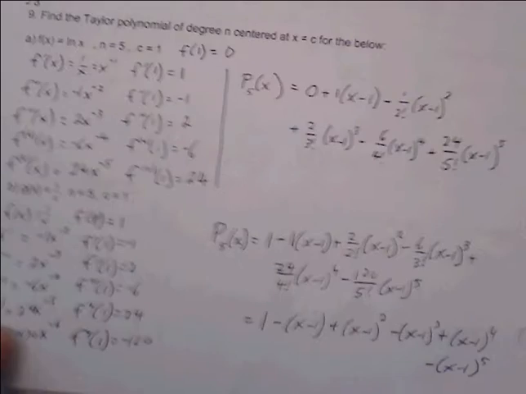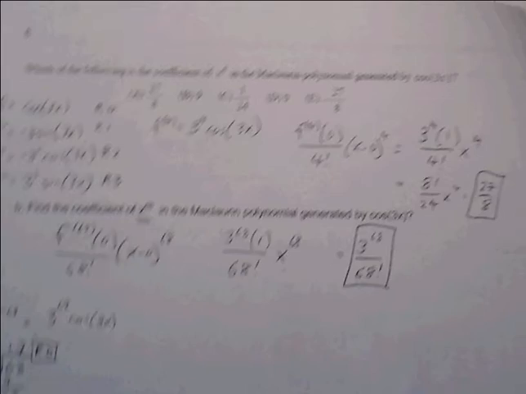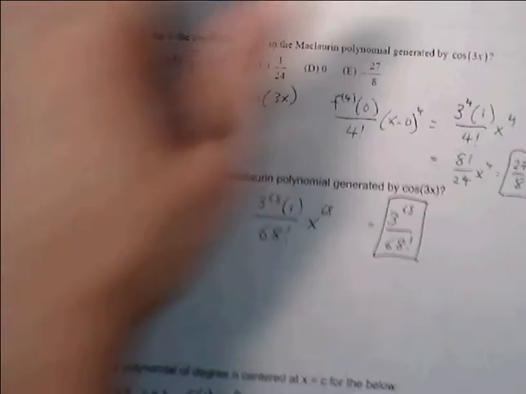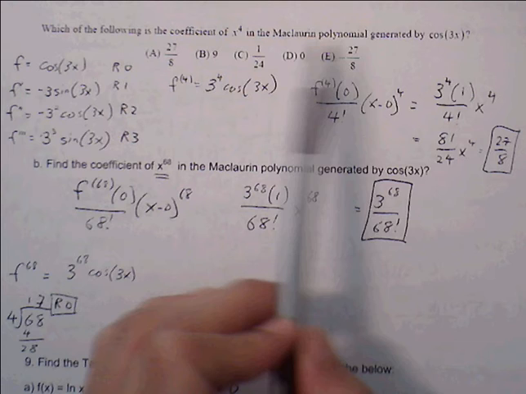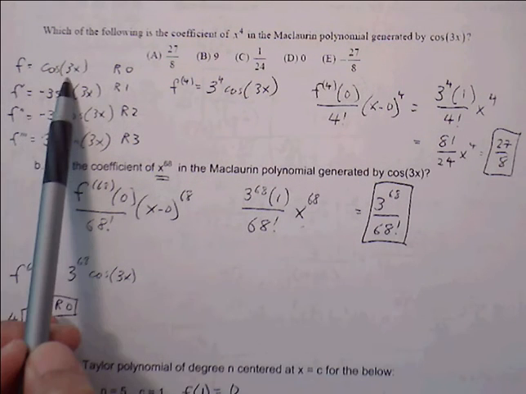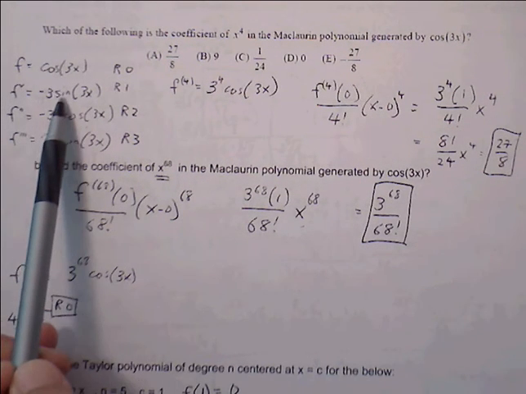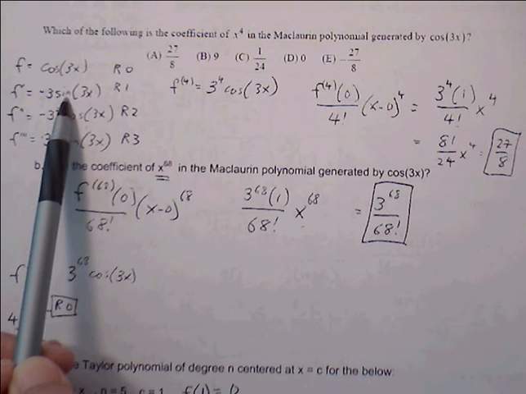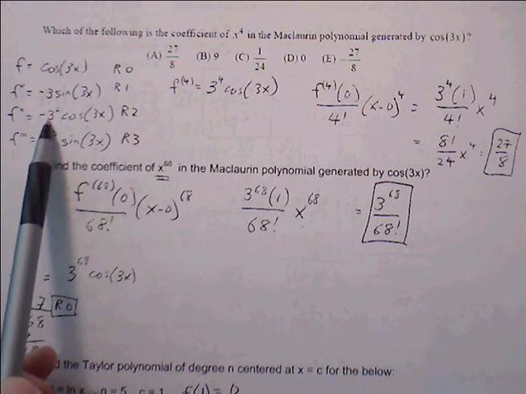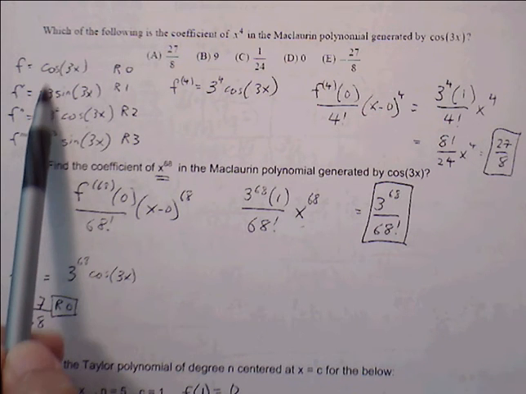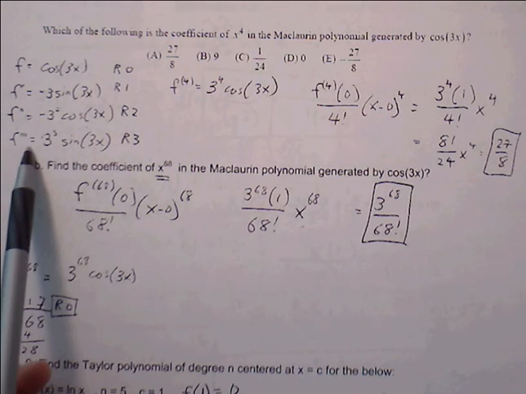Okay, let's go to the last page here. Which of the following is the coefficient of x to the 4th in the Maclaurin polynomial generated by cosine of 3x? So we can build our cosine of 3x. So here's the first term. Second term, the derivative for cosine of u is negative sine of u times u prime, and then it becomes cosine of u times u prime. So that's why we're always multiplying by factors of 3.